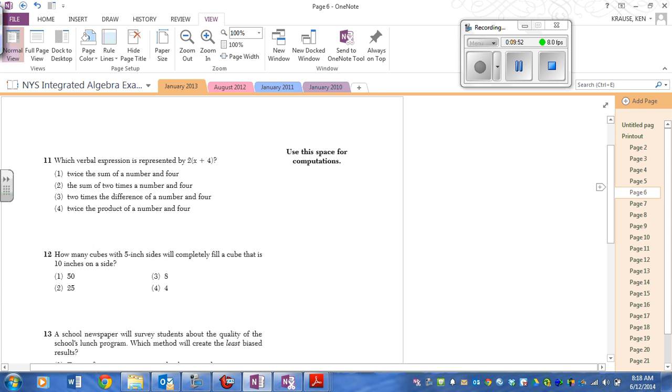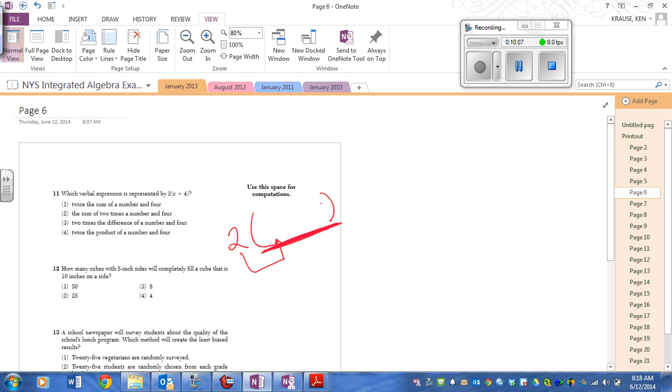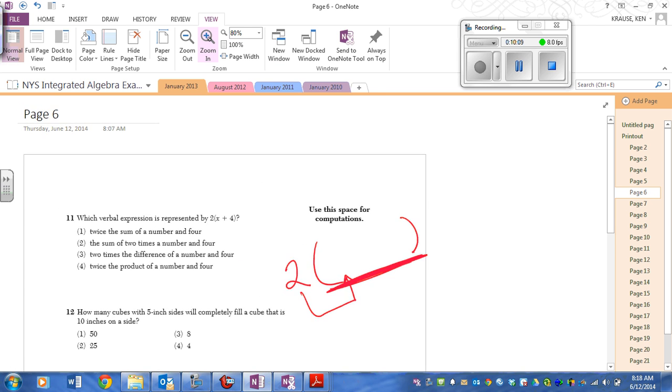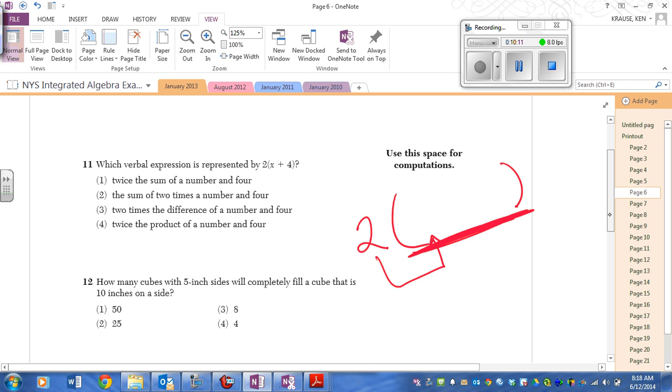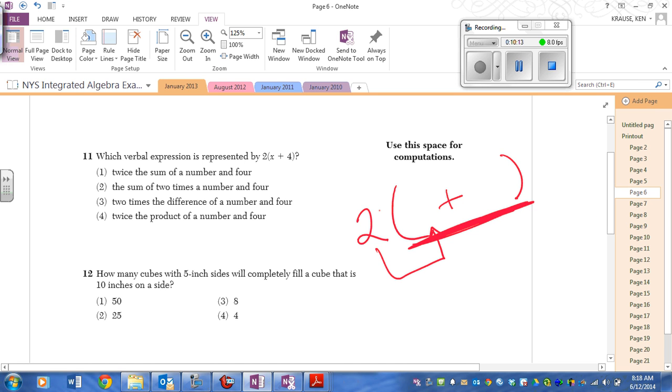All right, here we go. What's going on here is you're multiplying 2 times parentheses. We're not multiplying 2 times the x directly. We're multiplying 2 times this. Well, what is this? This is a sum. It's a summation. So we're looking for where it says twice a sum, because we're adding here. And twice a sum is choice 1.